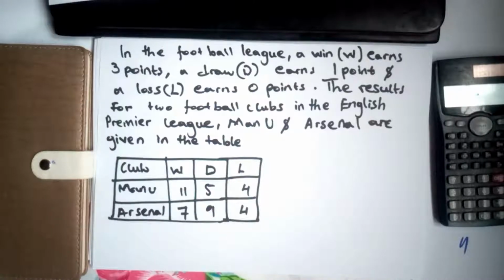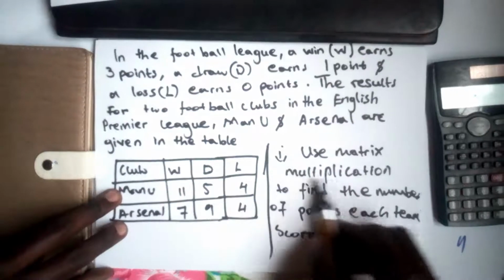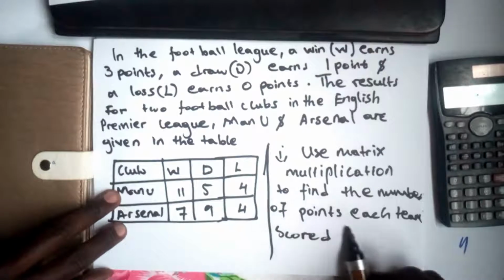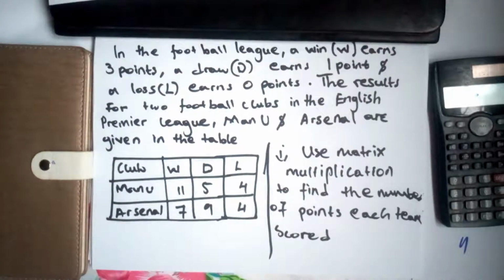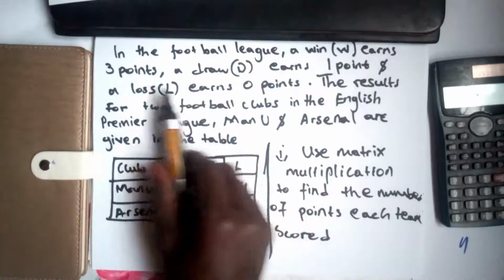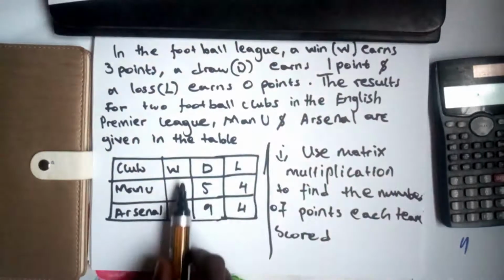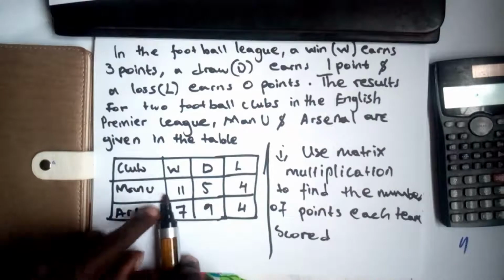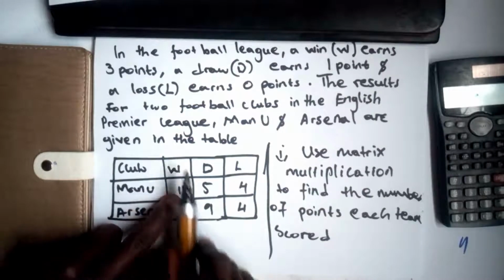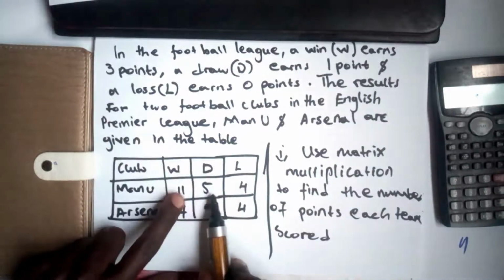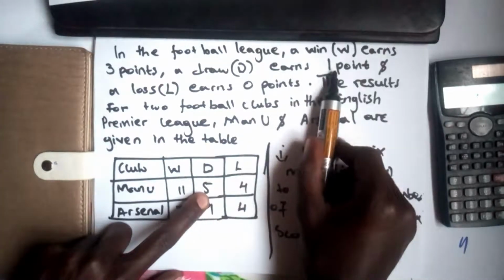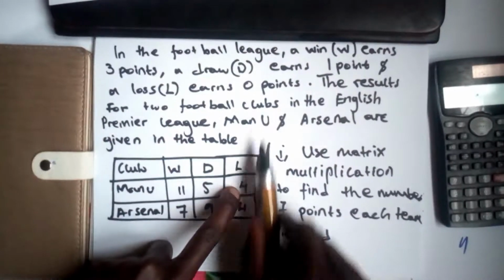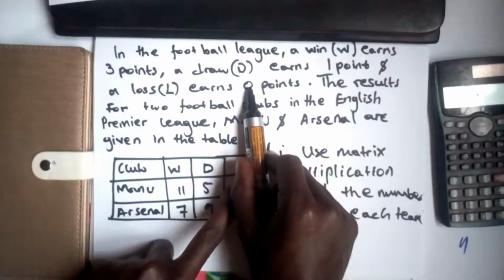Okay, then the question here: use matrix multiplication to find the number of points each team scored, meaning that we need to find the number of points each team scored. Remember the question up there, it is telling us that a win, we multiply with 3 points. For Manchester United, I get a win, I multiply it with 3. I get a draw, I multiply it with 1 point. I get a loss, I multiply it with 0 points.